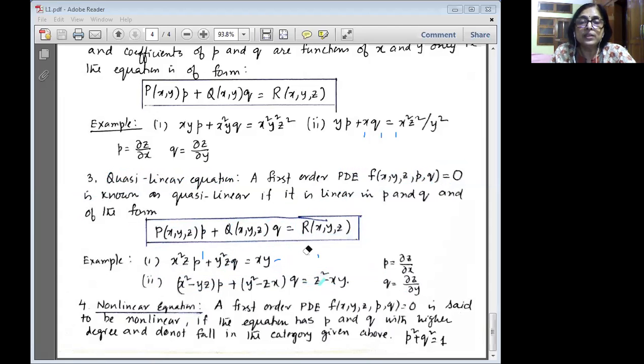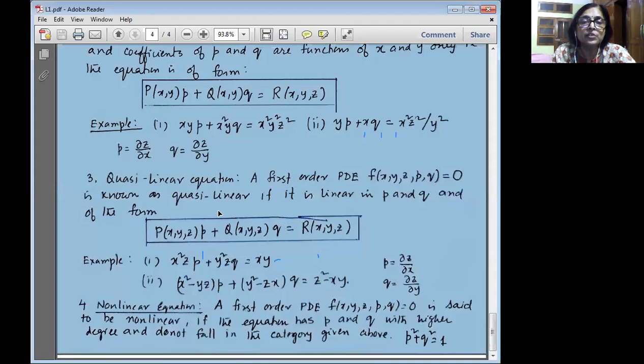Okay. And the last form of linearity of first order partial differential equation is the nonlinear equation. That means p and q will have higher degree; p can have degree more than 1, q can have degree more than 1. And this equation will not fall under the first, second or third category. So this is called a nonlinear equation. We will see nonlinear equations later on, when we see second order differential equations or any other differential equations of higher order, and we will come across this kind of equation.